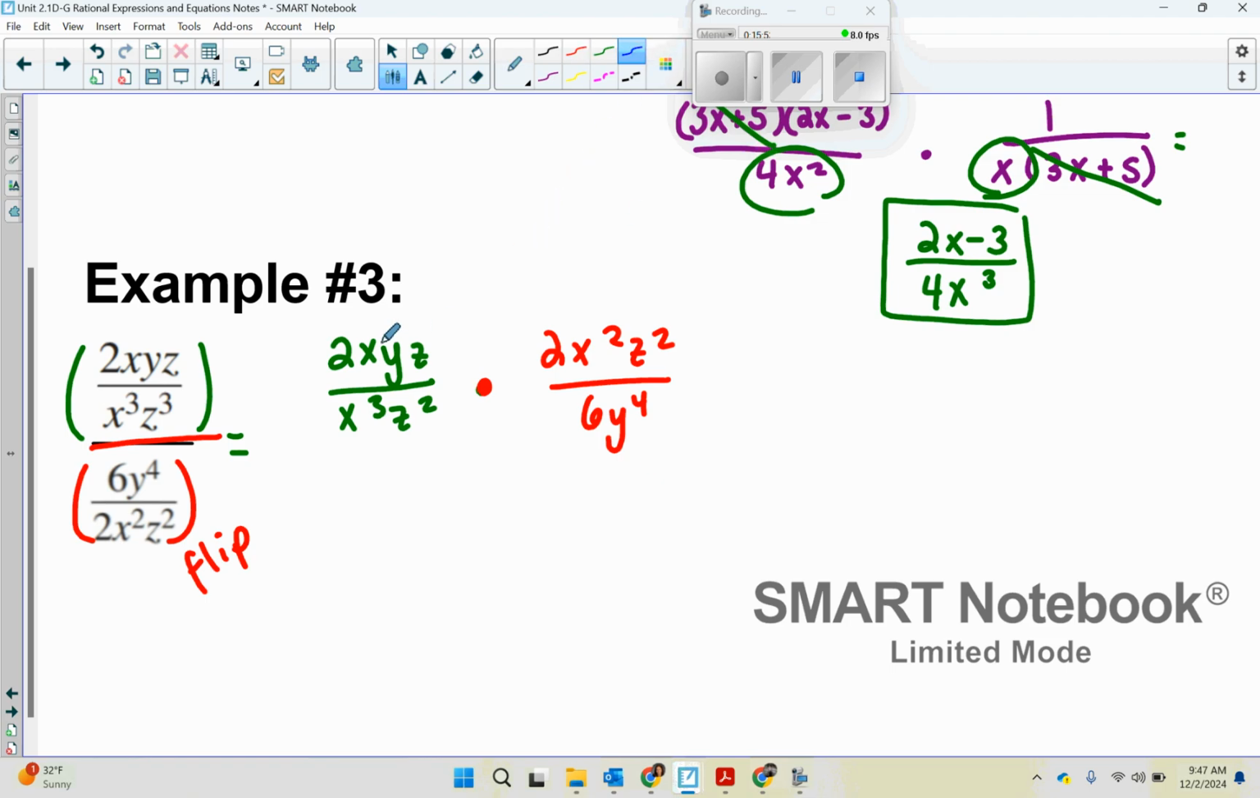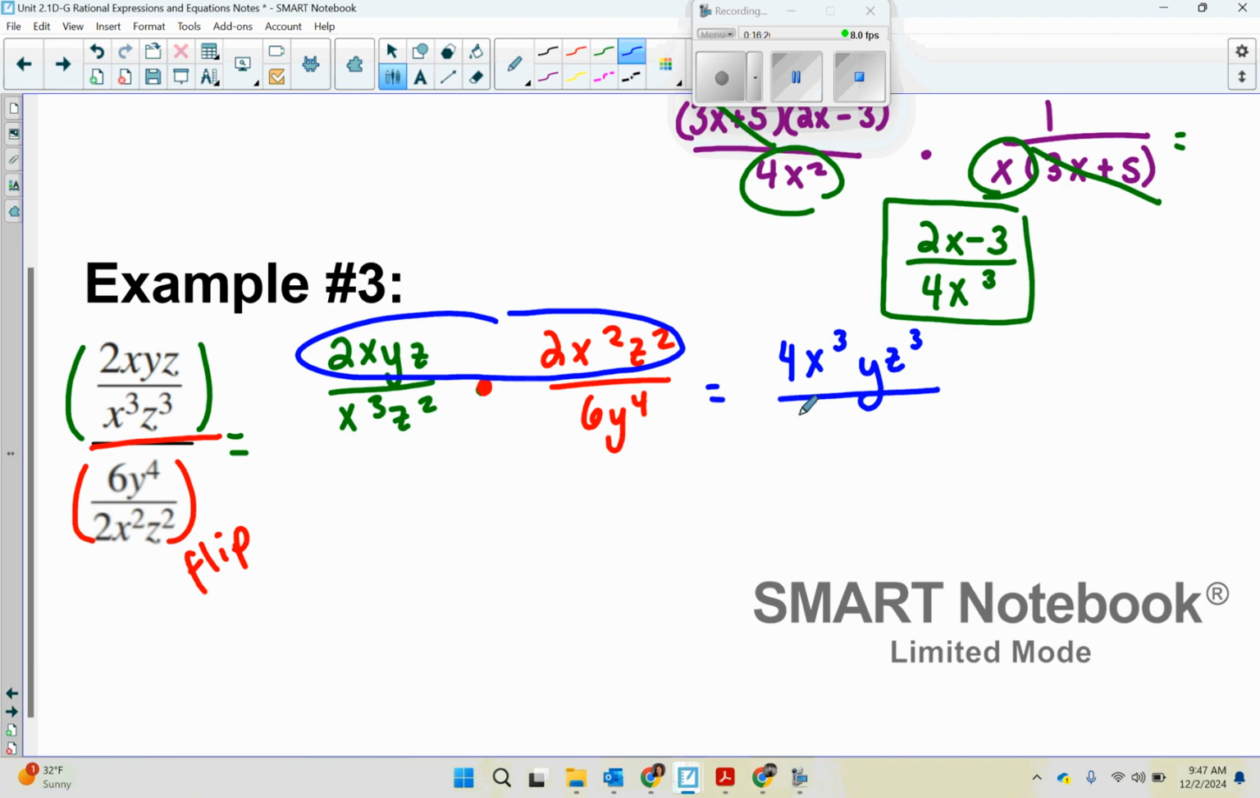Before, I simplified beforehand, but if you want to, you can combine them all and simplify after. That's really your preference. So 2 times 2 is 4. If you multiply across the top, you can do it that way. That's up to you. But we would have same base, add the exponents. So it'll be 4 x cubed, y, and then z to the 3rd power, over 6 x cubed, y to the 4th, and then z squared. Okay, and now if you want to cancel here, you can, or you could do some simplifying there.